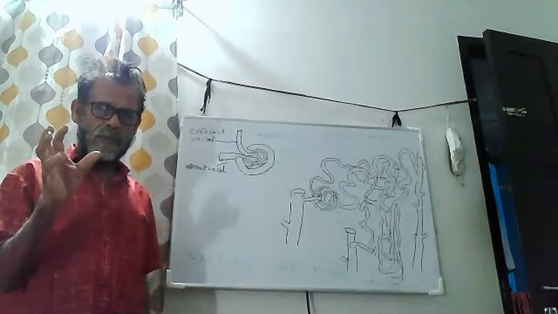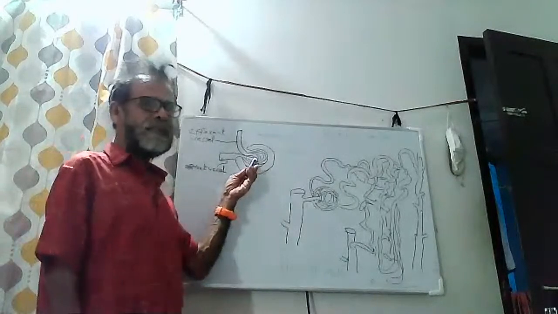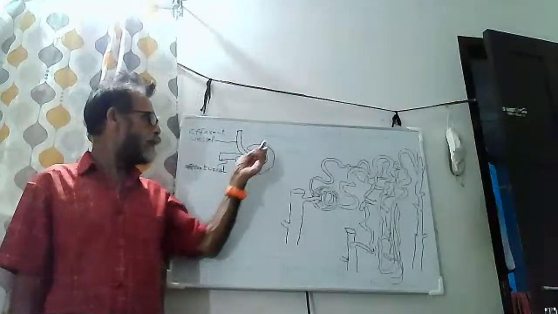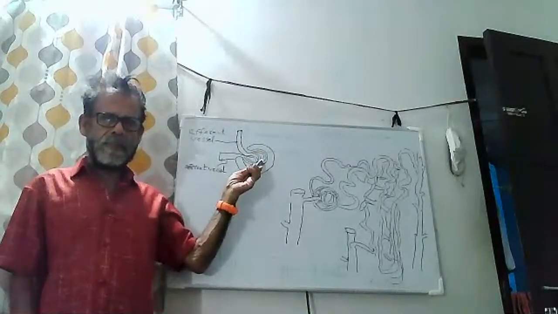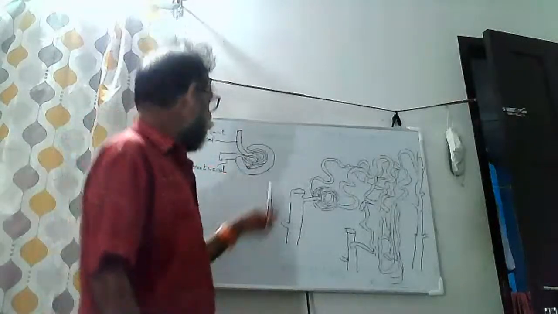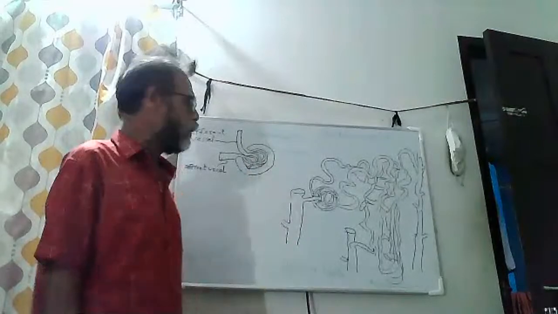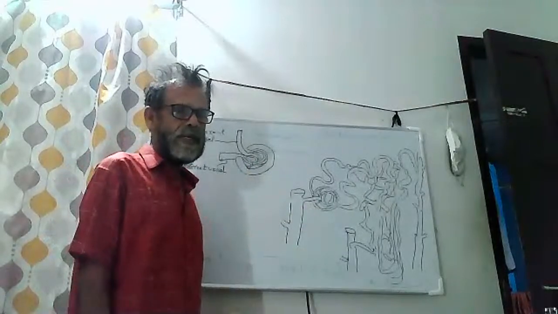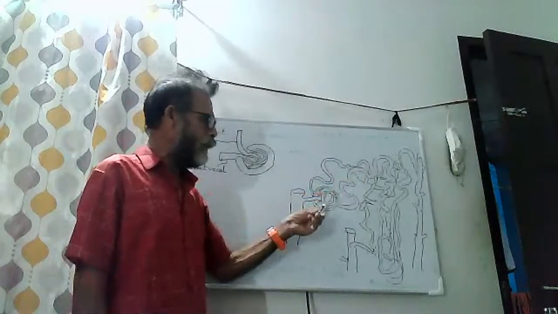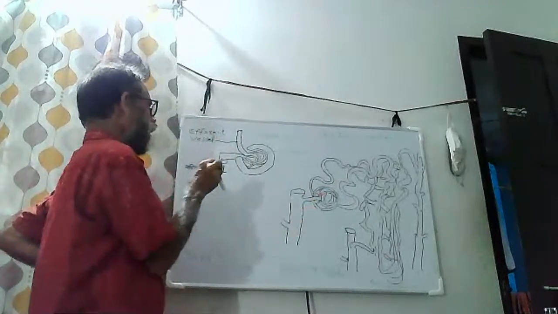The capsule alone is called the Bowman's capsule, and inside the Bowman's capsule there is a network of capillaries called glomerulus. The Bowman's capsule together with the glomerulus is called the Malpighian capsule. This is a figure of Malpighian capsule. So each renal tubule starts from a Malpighian capsule, and this is Malpighian capsule.